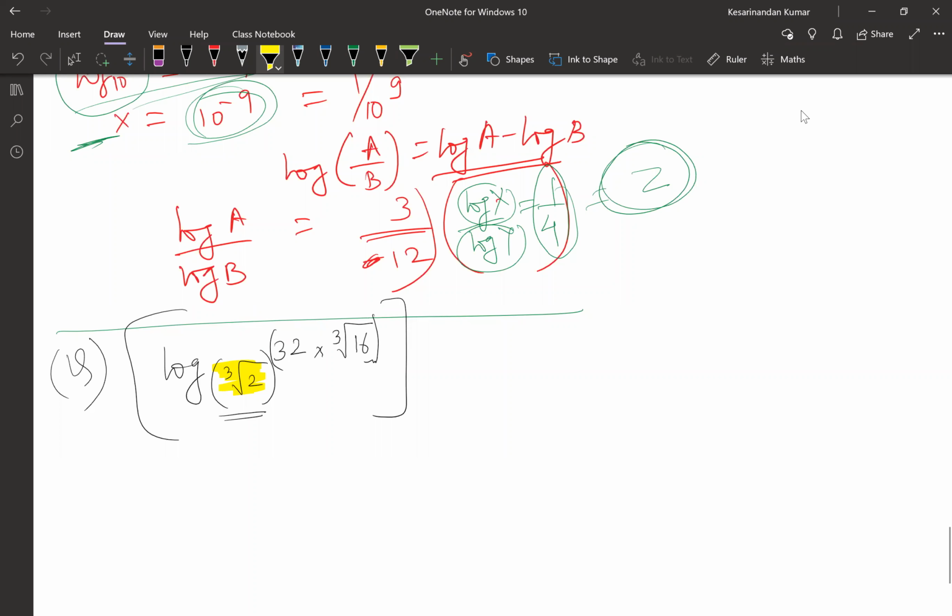If I have the question log a raised to n, so this is my n and this is my a. Got it? Yes.